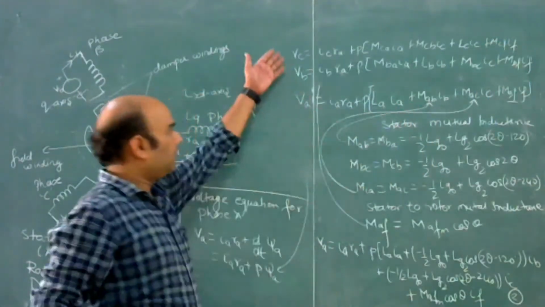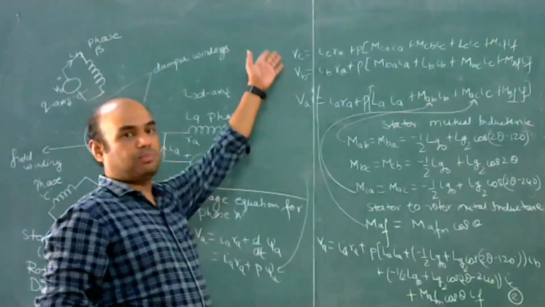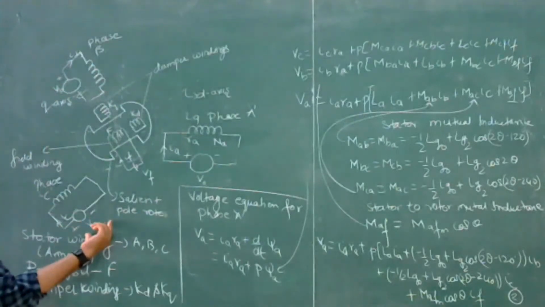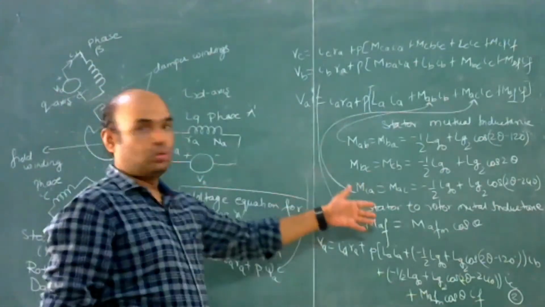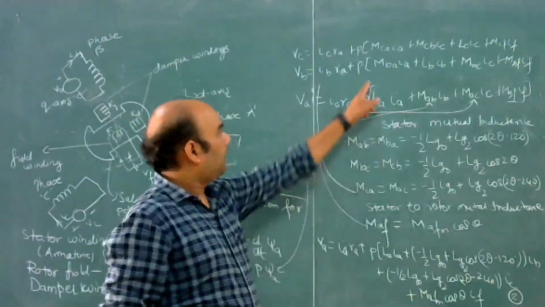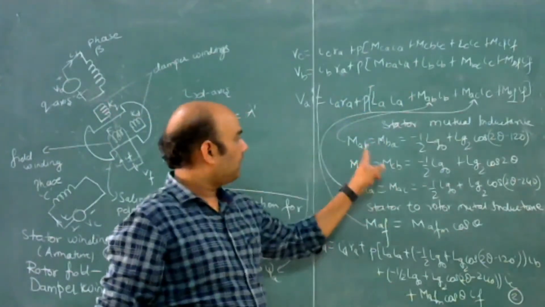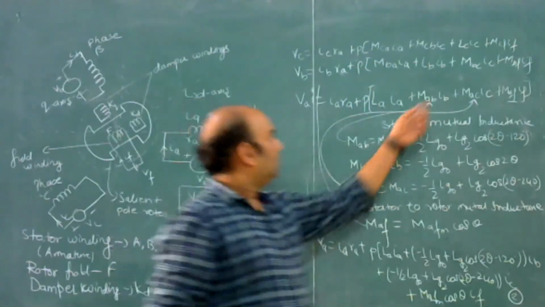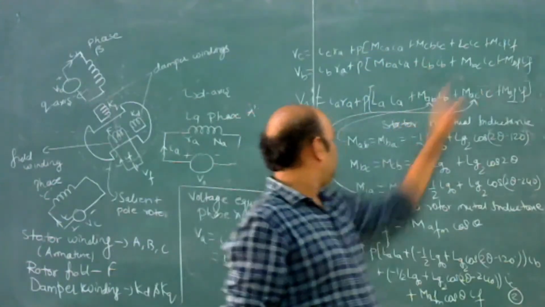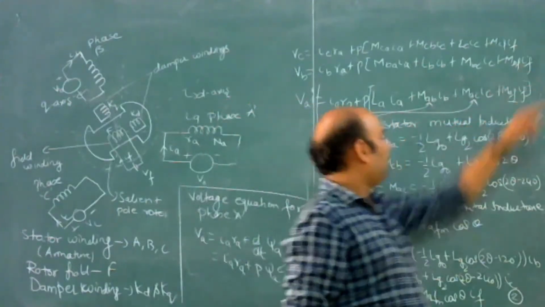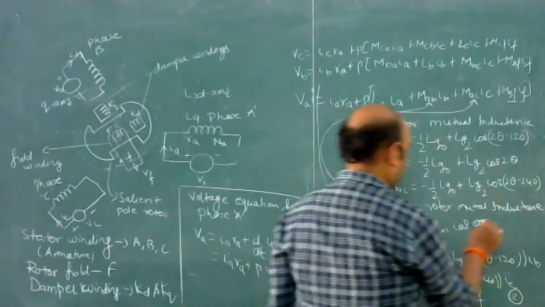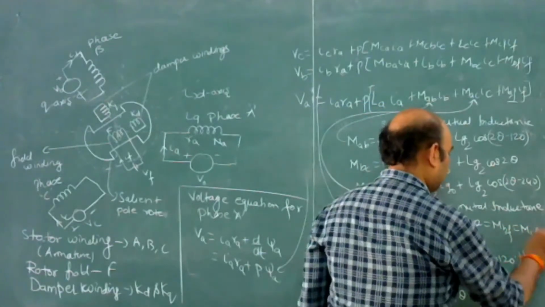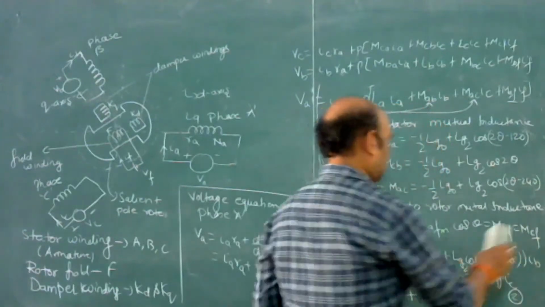Okay, so these are the voltage equations for phase A, phase B, and phase C. This is VA, this is VB, and VC. Okay, and you can substitute the values of MBA, then MCA, then LB, and MCB, and then MAF is equal to MBF is equal to MCF.